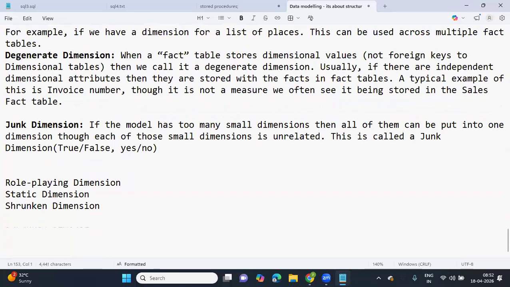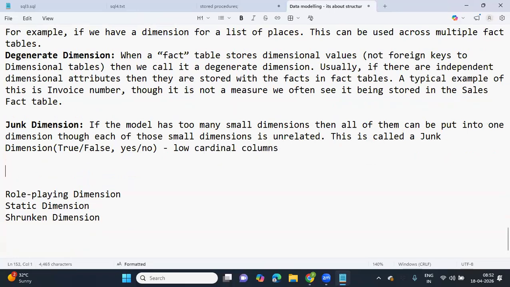So when it comes to cardinality, let's write here low cardinal columns. Cardinality means the number of distinct values in that column. Low cardinality means fewer distinct values. High cardinality means more distinct values in a column. Cardinality means the number of distinct or unique values available in a column. I'm saying available in a column, not on a table level. It's on a column level.